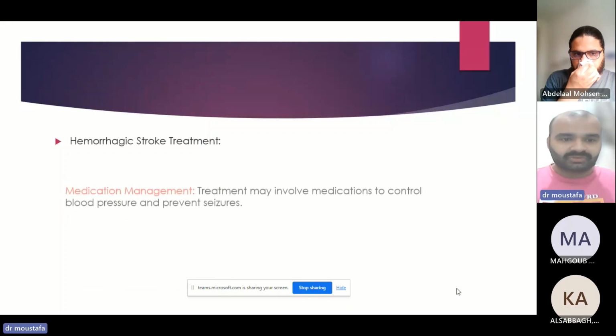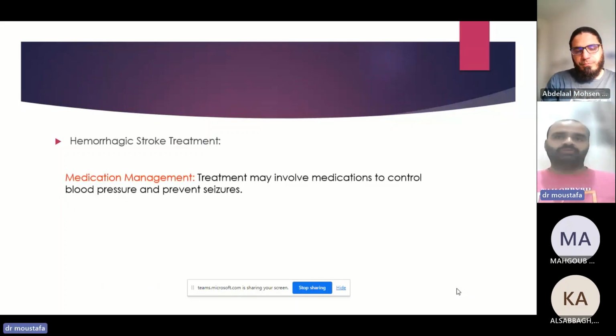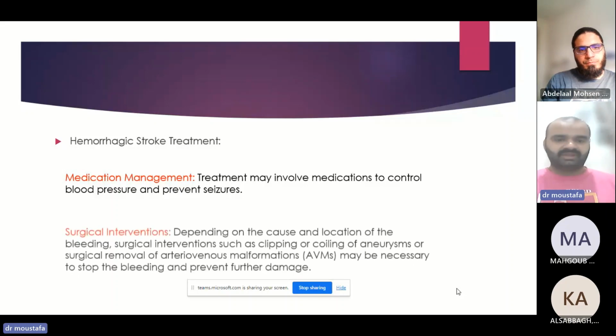What about the hemorrhagic stroke treatment? There is a medication treatment, which might control the blood pressure and prevent seizure. Some prefer to use calcium channel blockers, nifedipine, for example, stuff like that.